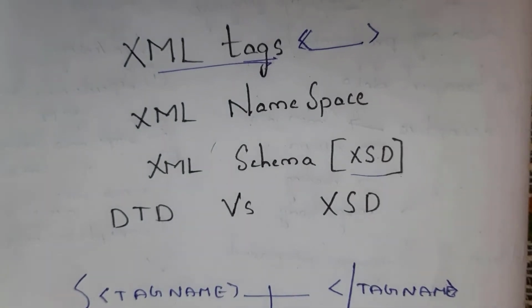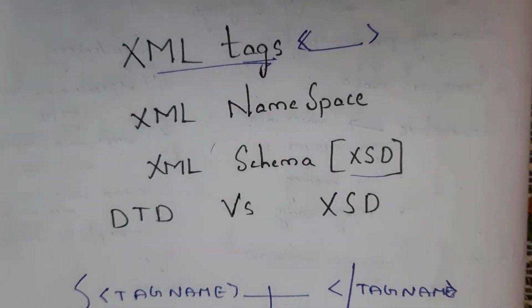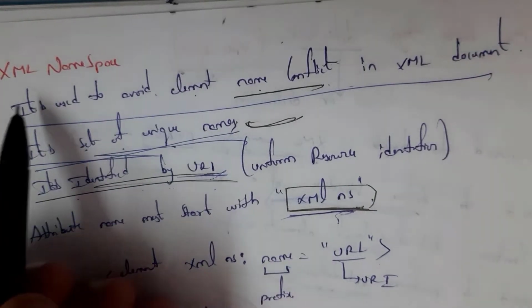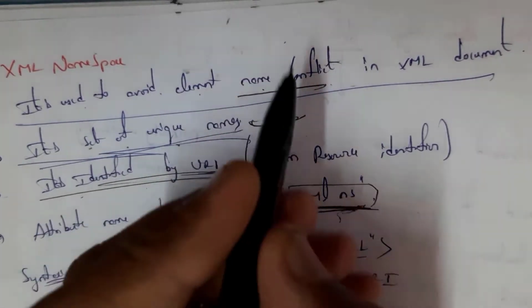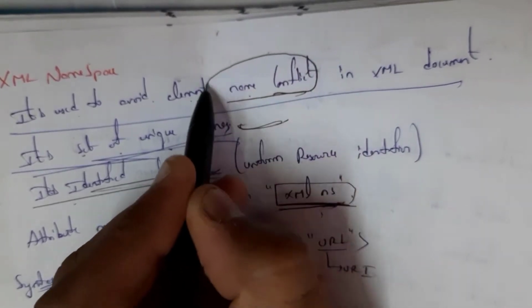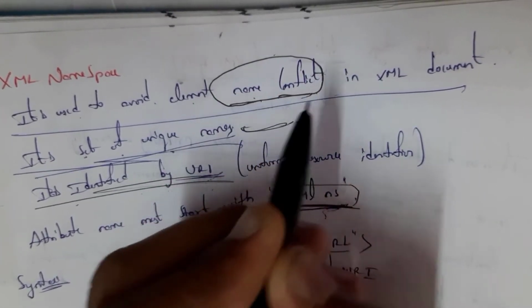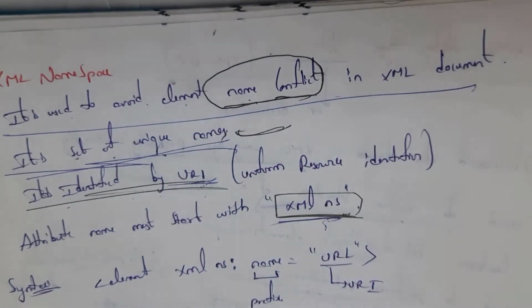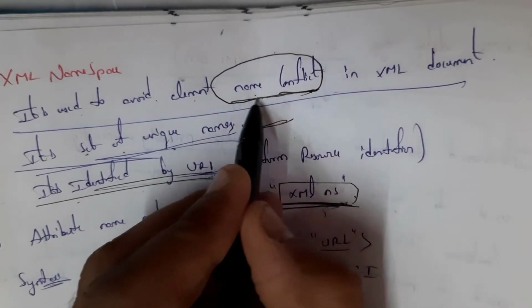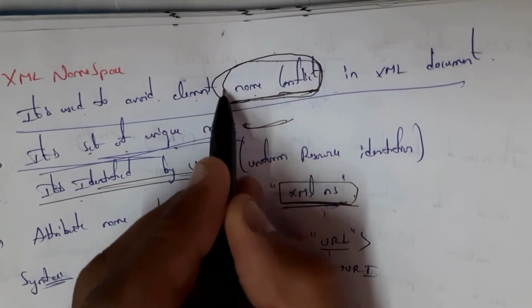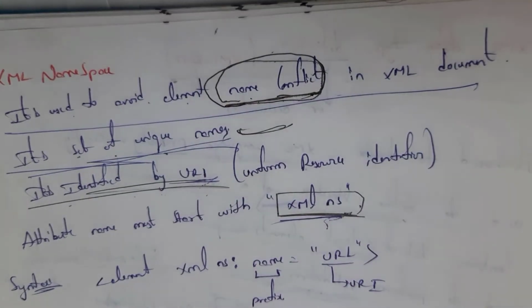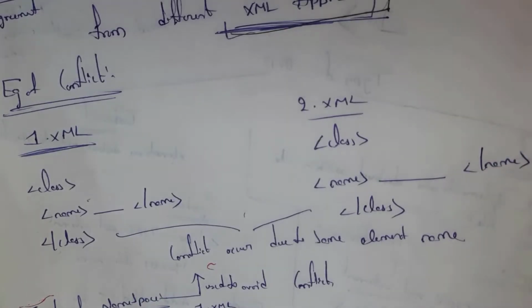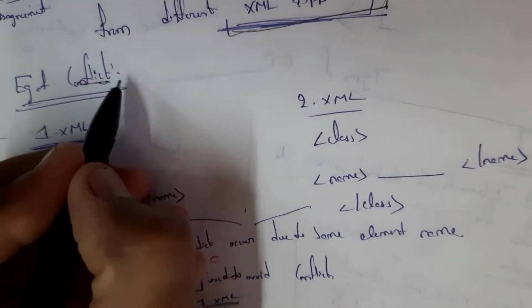Next topic is XML namespace. This XML namespace is used to avoid element name conflict in XML documents. What is the meaning of name conflict? I will give an example so you can understand what name conflict means. Conflict is nothing but a problem or error.